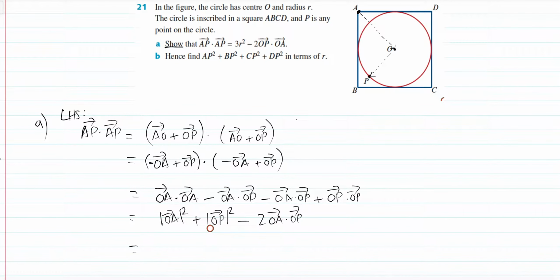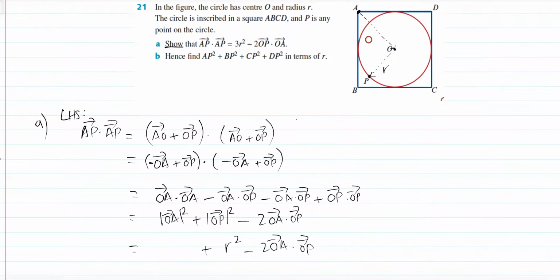If you want to get the magnitude of OP, what is the magnitude of OP? That is your radius, because that's the length. So that's essentially just R, and you square that, so that's R squared, minus 2 OA dot product OP, so that's fine. Now what about OA? Unfortunately, A is not on your circle, so you can't just have an R. So what does that mean?